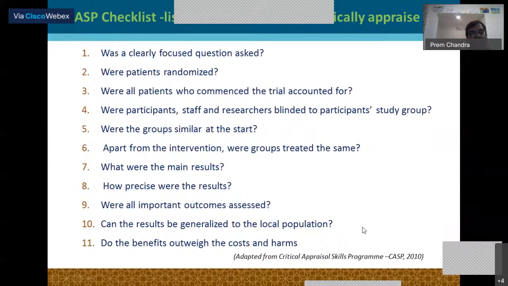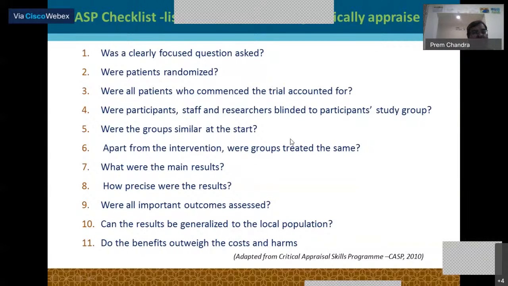And we will discuss them briefly one by one in a minute. The first component is all about whether a clearly focused research question was asked or not. Were the patients randomized? Were all the patients who commenced the trial accounted for at its conclusion or not? Were participants, staff, and researchers blinded to participants' study group? Were the groups similar at baseline? Apart from the intervention, were the groups treated the same way?